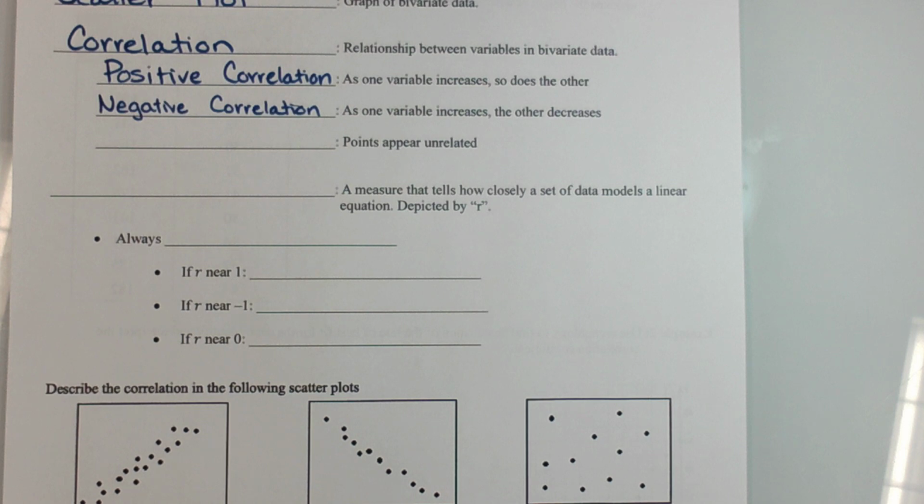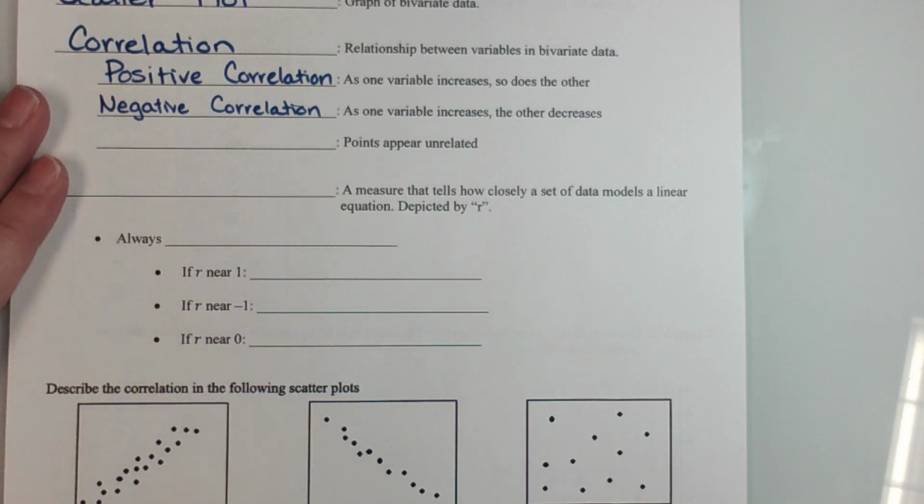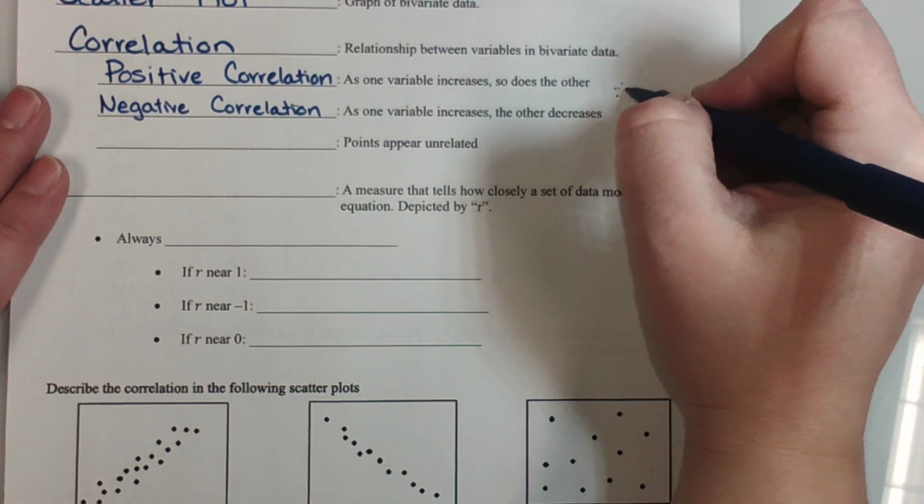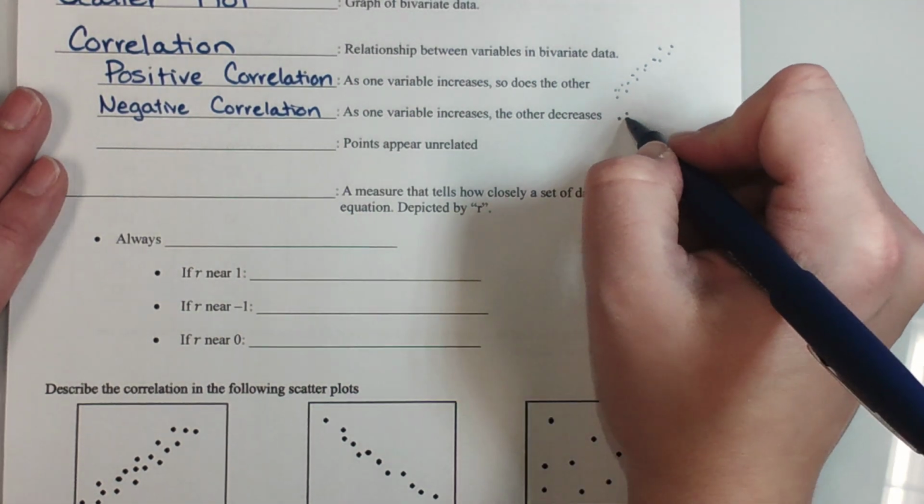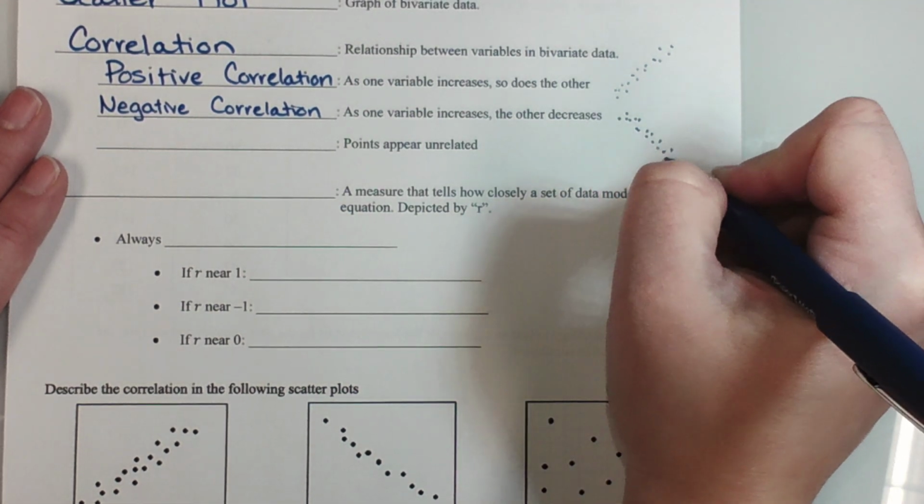Essentially, if you looked at the scatter plots for a positive correlation, all of the dots are kind of going to do this thing where they increase. Well, a negative correlation is going to look like a bunch of dots going downwards.